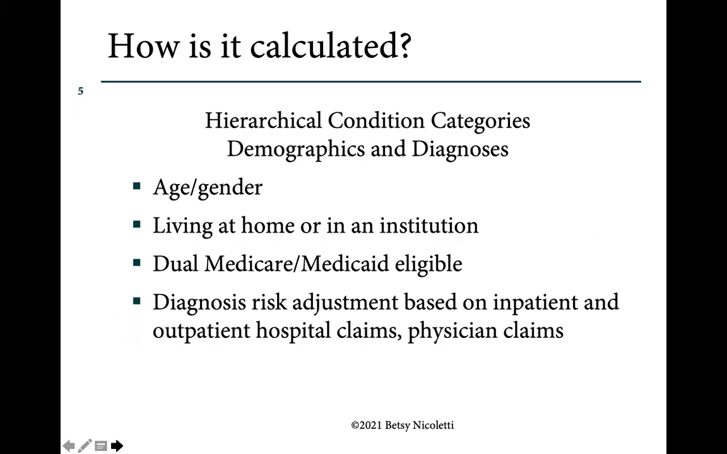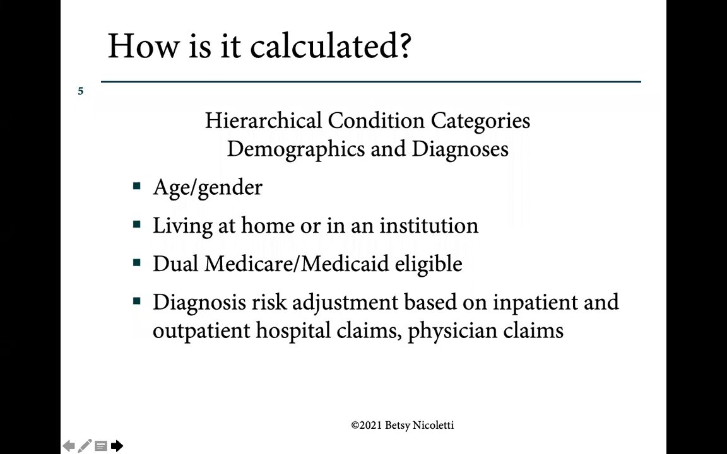How is this calculated? It's two ways. First, demographics. Of course, we can't do anything about demographics. And the second is diagnoses. So there are different factors or coefficients for patients based on their age and gender, whether they're living at home or in an institution, if they are dually eligible for Medicare and Medicaid, so different coefficients for those populations. And then diagnosis risk adjustment.